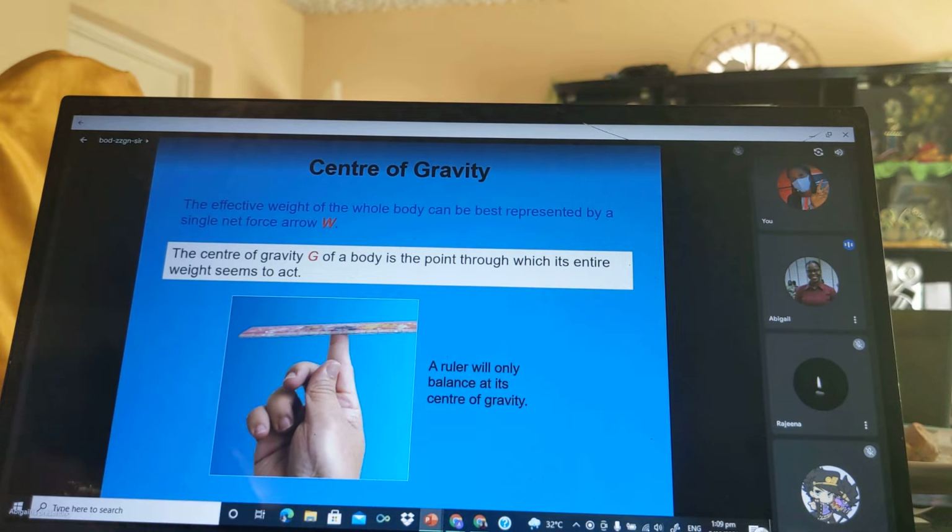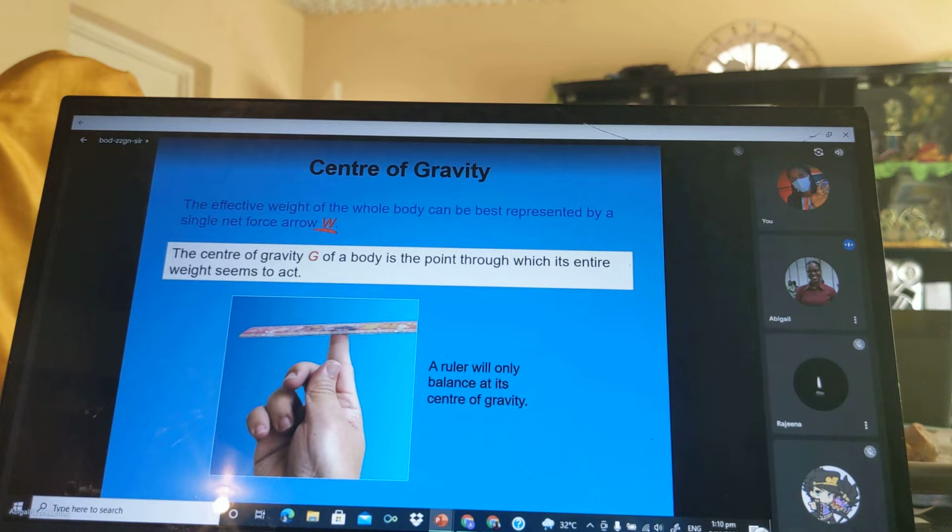So when we talk about the center of gravity of an object, right? It says the effective weight of the whole body of an object can be best represented by a single net force, a single arrow, W. Right? So usually we represent the weight of the body by the symbol W. That's how we are going to represent the weight of the object. Now, the center of gravity of an object is the point through which its entire weight seems to act.